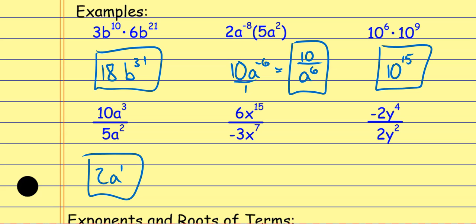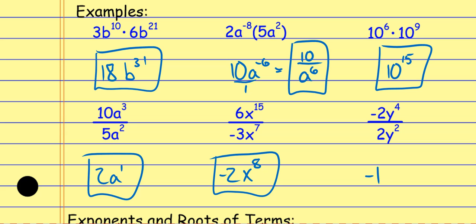All right, either way. If I look at the next one, 6 divided by negative 3 is a negative 2. That hasn't changed and will never change. But now when I divide the variables, I subtract the exponents. So that's going to be an x to the 8th power. Okay, subtract the exponents. And then this one, negative 2 divided by 2 is a negative 1.